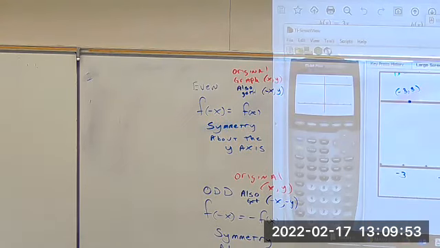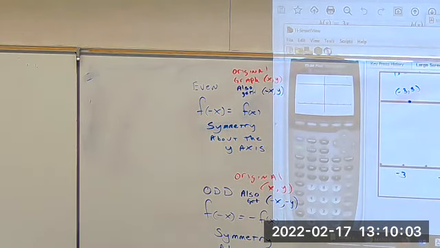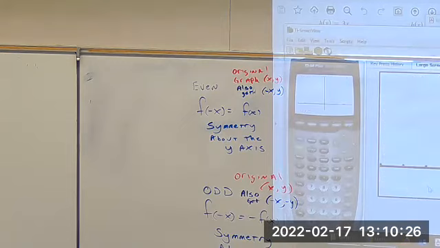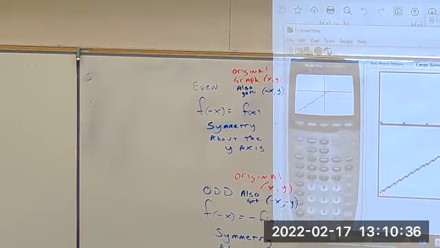So that was 63. Now 65: 3x minus 2. So 3x minus 2. Let me adjust my window to zoom fit.